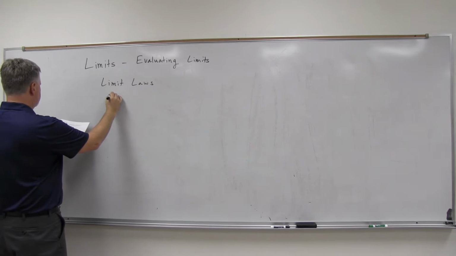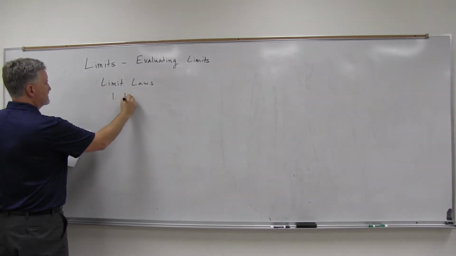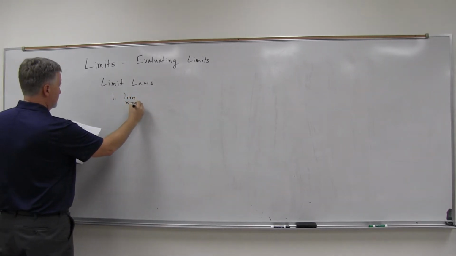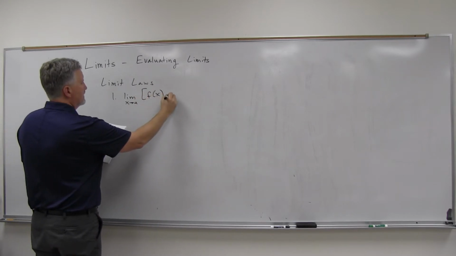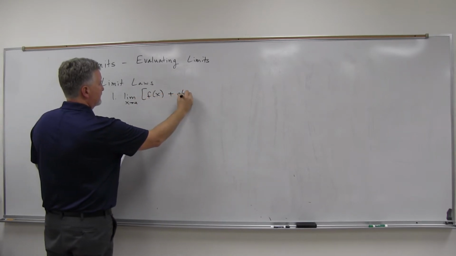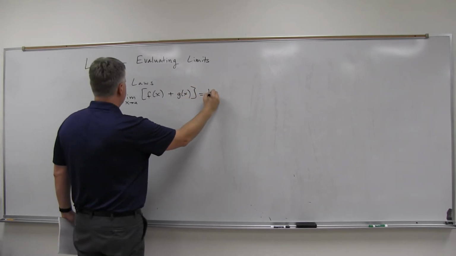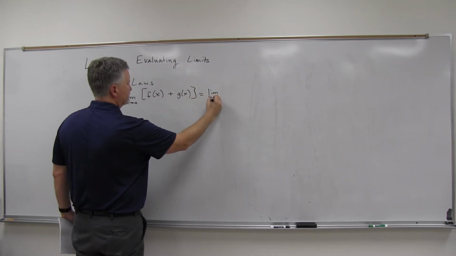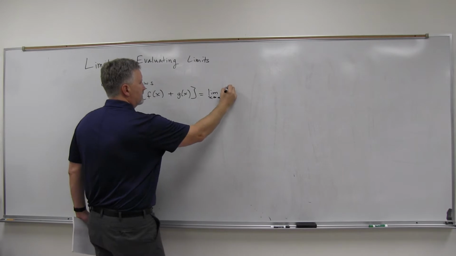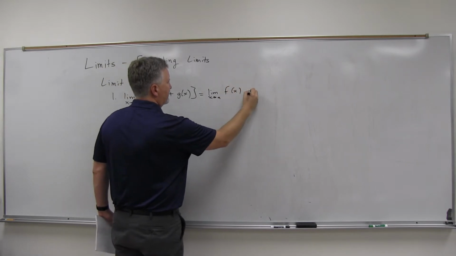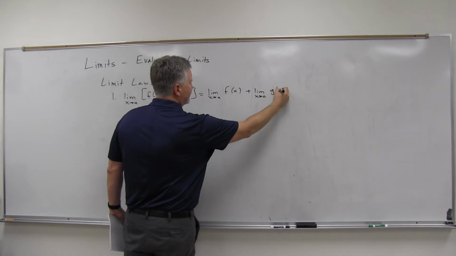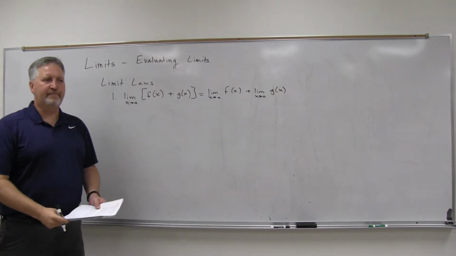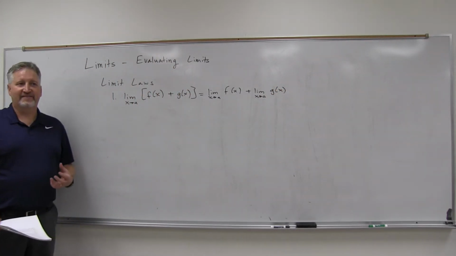On number 1, we see that the limit as x approaches a of f of x plus g of x equals the limit as x approaches a of f of x plus the limit as x approaches a of g of x. I'm not going to write them all down, but start with a few of them. They're kind of tedious to write out, but the good news is they're very nice.